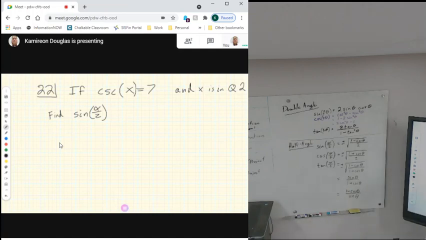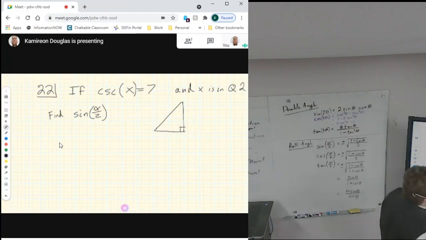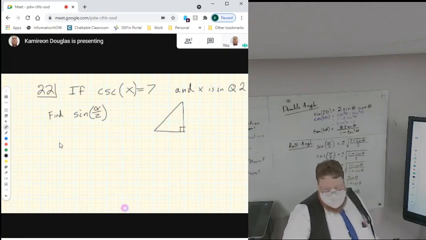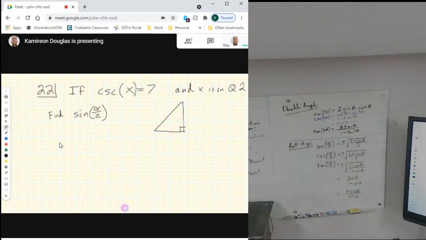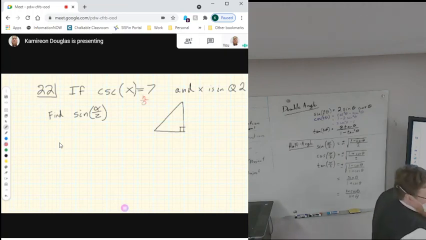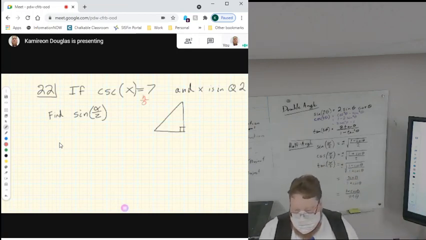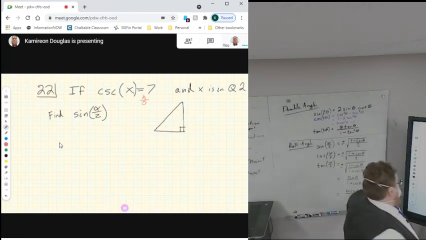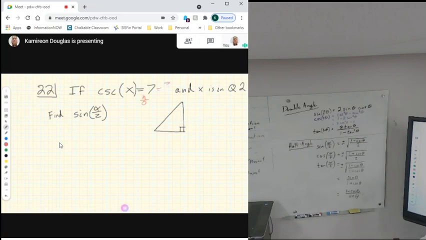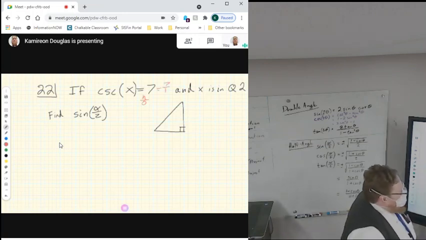Step 1, I draw a triangle. Now, it's been a little while since we talked about cosecant, so you may want to look at your rules for this one. It says cosecant of x is equal to 7. How do I put that into my triangle? Aha. Remember, cosecant is hypotenuse over opposite. It is on your cheat sheet that way. But that would mean I need a fraction, and I don't have a fraction. Number 1. This becomes 7 over 1.